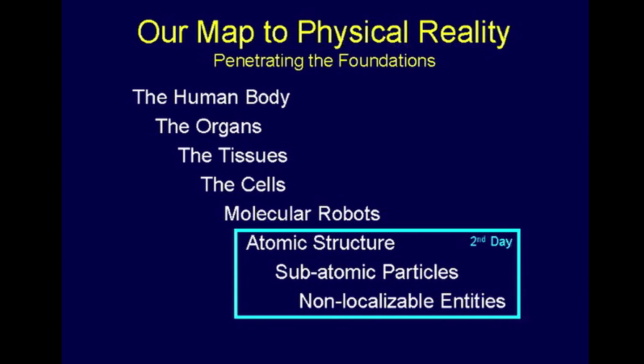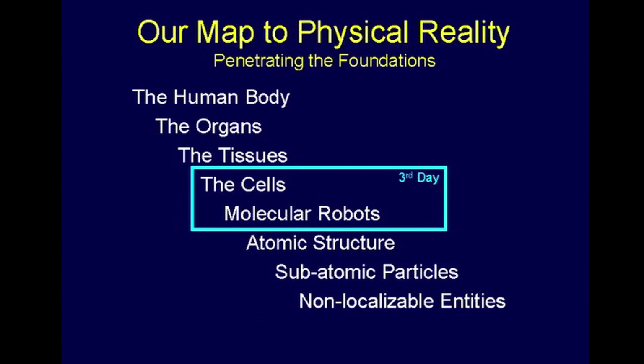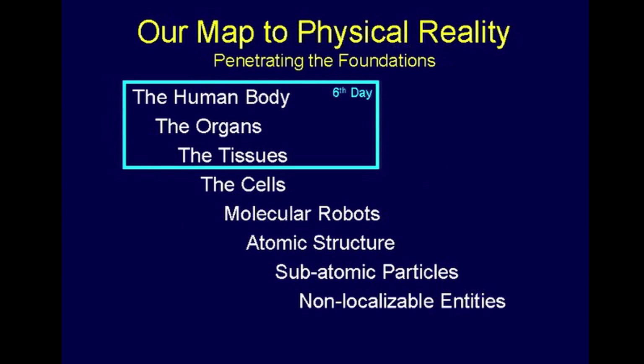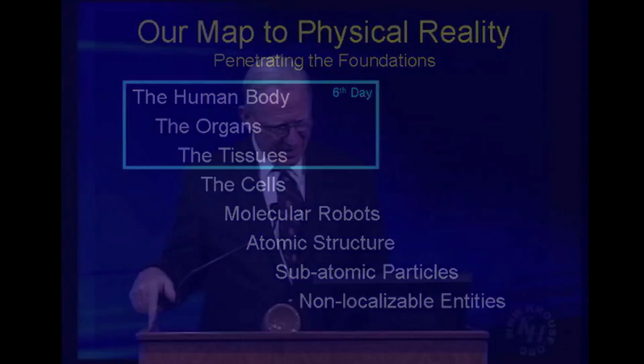We talked about the last 3 things last time. This time we're going to talk briefly about cells and these molecular robots, just briefly. We will talk about tissues and organs of the human body when we get to day 6. We're only on day 3. But I want to lay some of this groundwork.